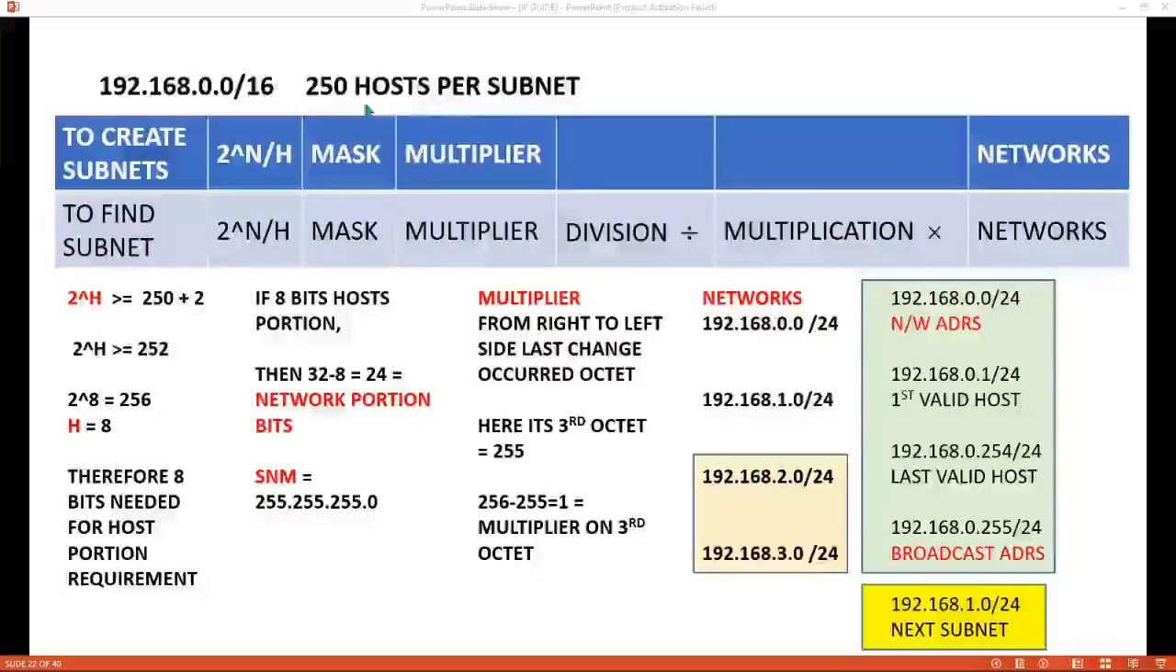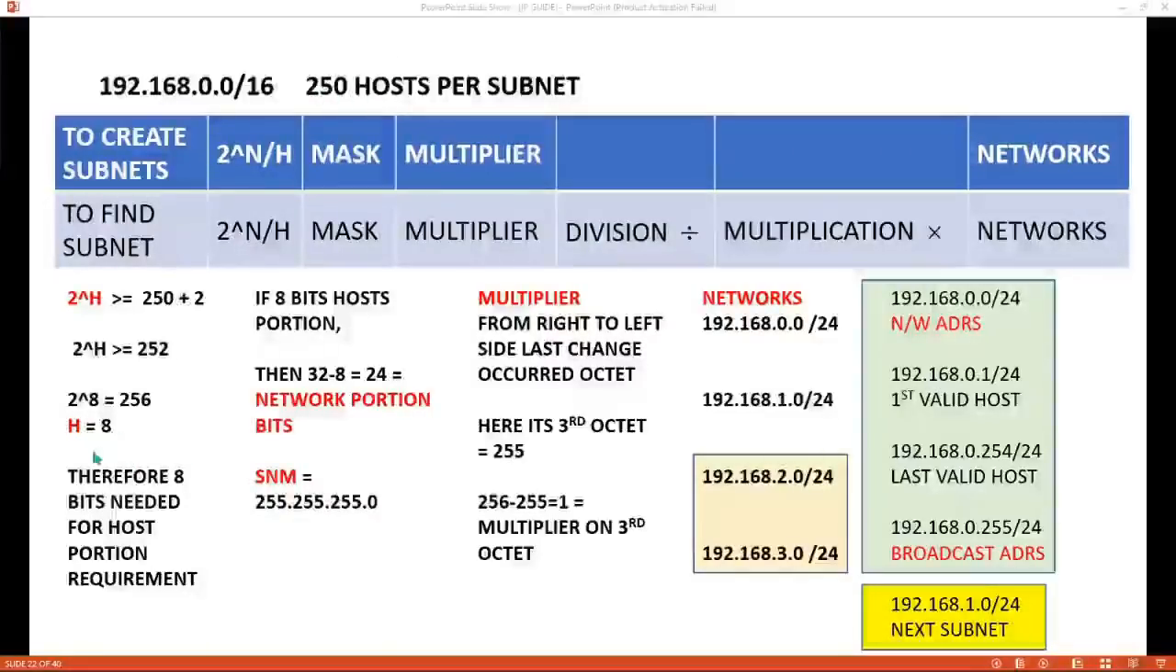Okay, if they are requiring 250, go for the closest value that is greater than or equal to that value. So 256. Now we have found h is equal to 8, which means your number of host bits is 8. In this IP address, altogether you will have 32 bits. So for this 250 host requirement, you only need 8 bits.